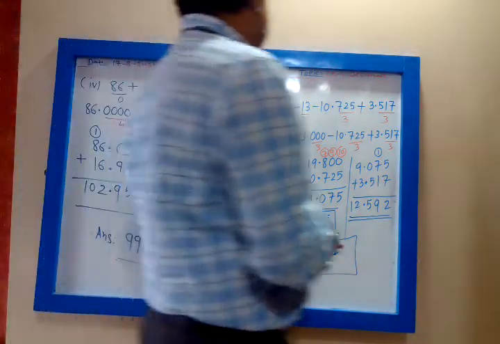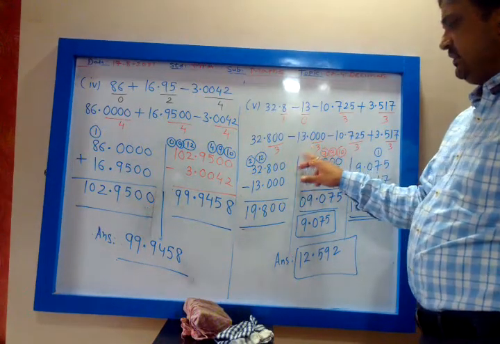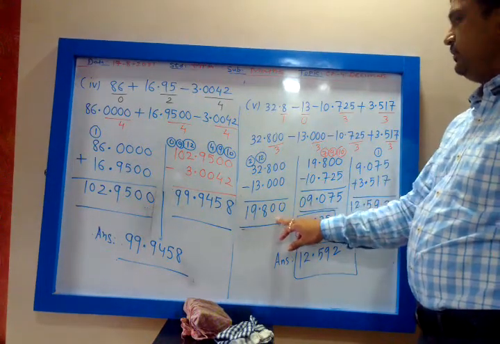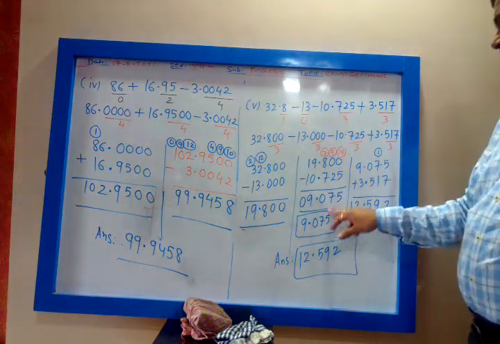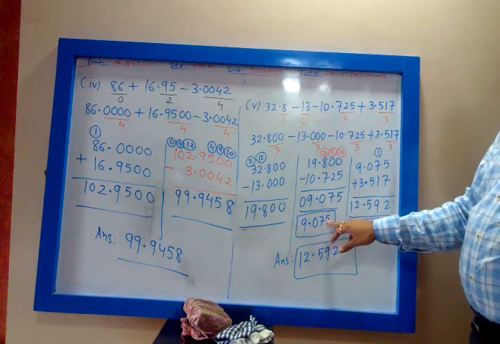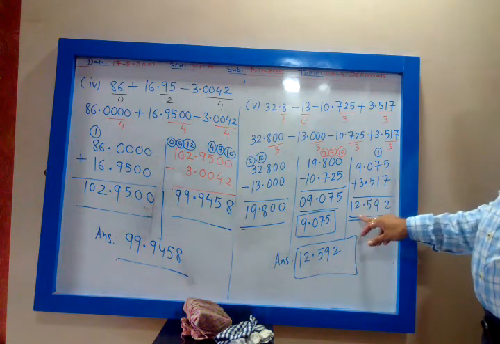Okay, from 32.800 we subtract this and get 19.800. From 19.800 we subtract this and get 9.075. To 9.075 we add 3.517 and we get 12.592.